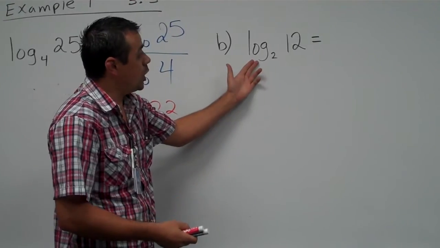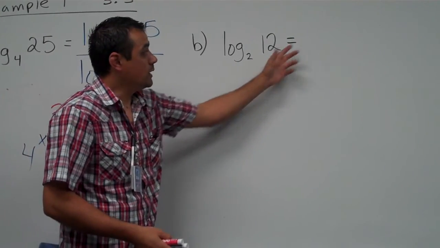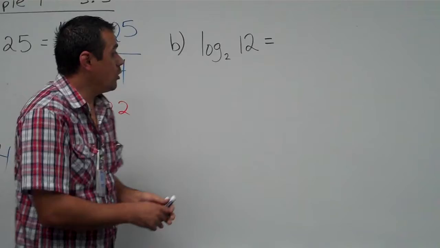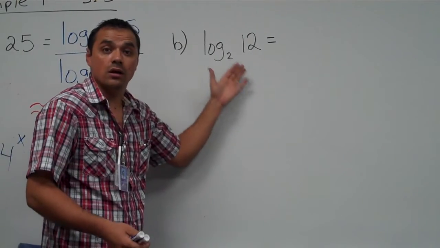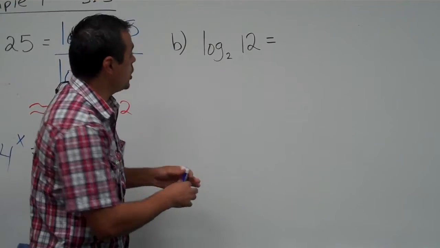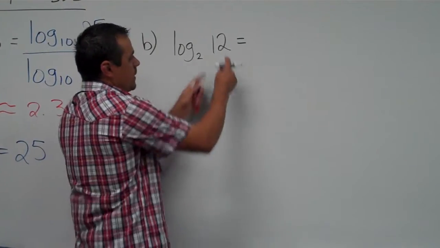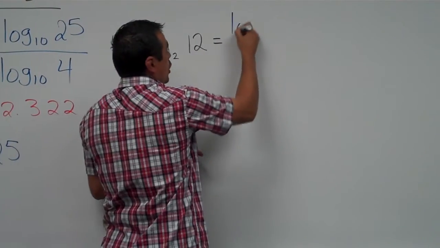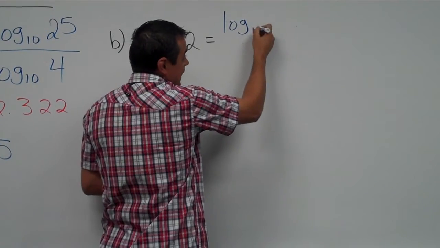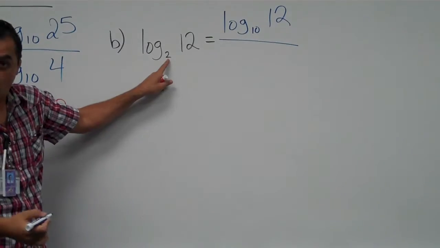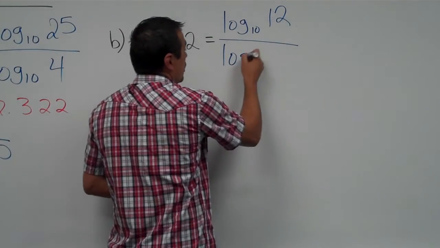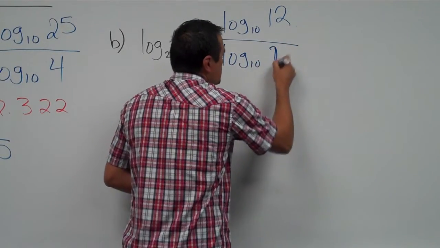This one is log base 2 of 12 is what number? Let's go ahead and do the exact same method we did over here. We're going to put this in log base 10. So we're going to say log base 10 of 12 over log base 10 of 2.